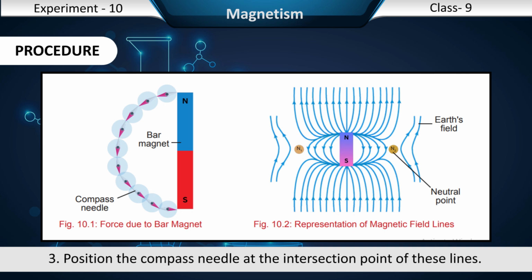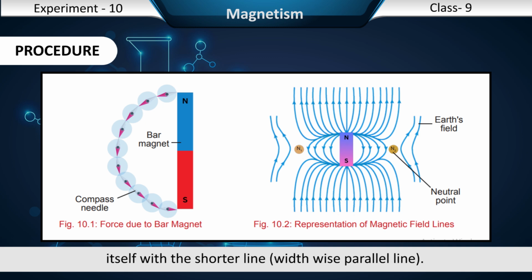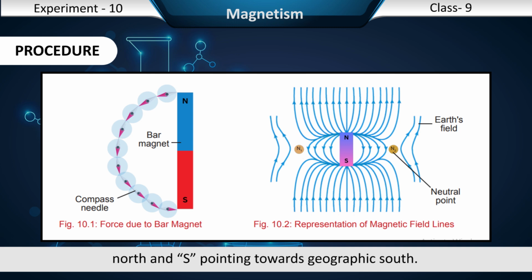3. Position the compass needle at the intersection point of these lines. 4. Adjust the drawing board's orientation until the compass needle aligns itself with the shorter line, the widthwise parallel line. 5. Designate this line as the NS line, with N pointing towards geographic north and S pointing towards geographic south. 6. Identify the lengthwise line as the WE line.